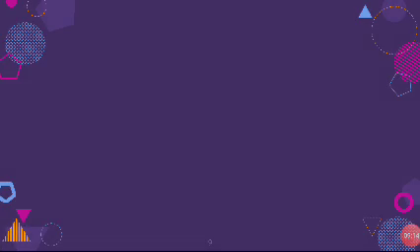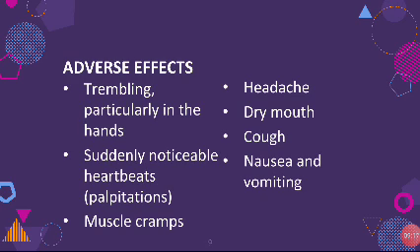Alright, so the next one is I will be discussing the adverse effects of bronchodilators. First is trembling, particularly in the hands. And then you'll also experience headaches, a dry mouth, suddenly noticeable heartbeats or what we call palpitations, muscle cramps, coughing, nausea, and vomiting.